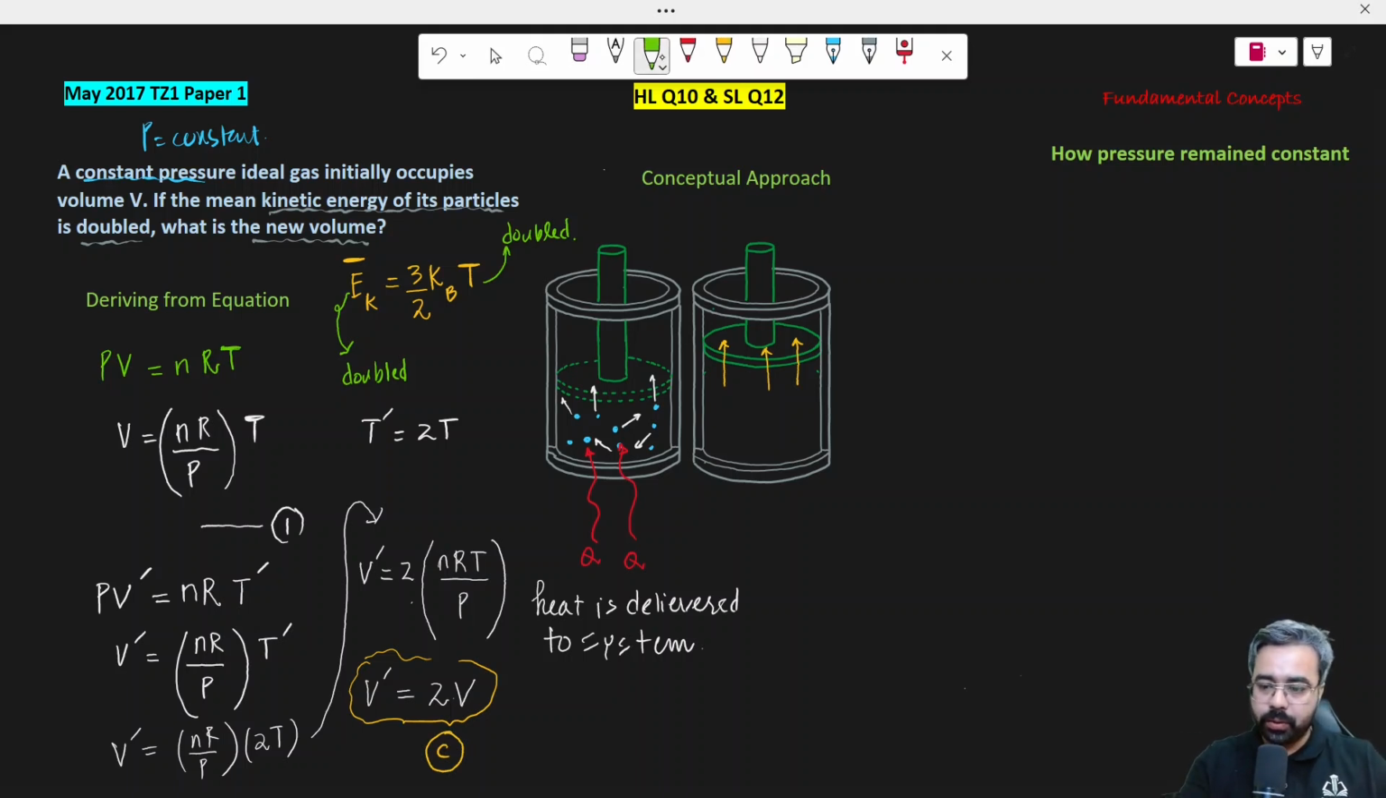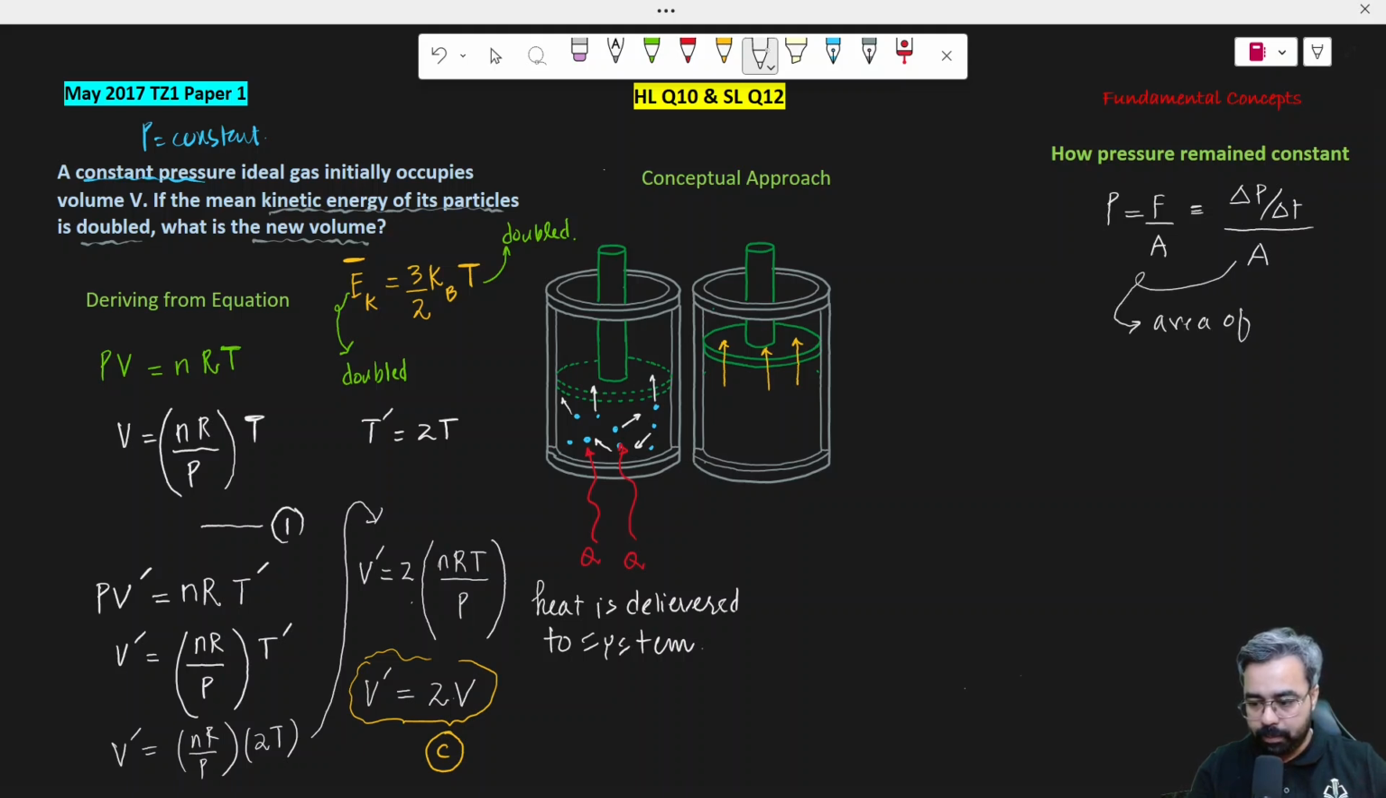Now, just quickly go through the idea of why the pressure was constant. We know that the pressure is equal to force over area, and here they are basically talking about the pressure of a gas, right? So why did it remain constant? The reason is we know from Newton's second law that force is the rate of change of momentum. So delta P over delta T over area. Now here the area, dear students, is the area of the piston, which is not going to change. This area obviously remains the same before and after doubling the temperature, right?